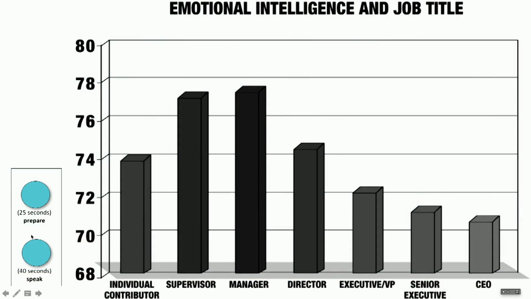Okay, so I'll talk you through what I'm doing here. Okay, so this graph represents emotional intelligence and job title. Okay, so the y-axis is 80 to 68. That must be the emotional intelligence score. Got different job titles here: individual contributor, supervisor, manager, director, executive VP, senior executive. Managers have the highest, followed by supervisor. Individual contributors, directors, CEOs are last. Okay, here we go. Ready?